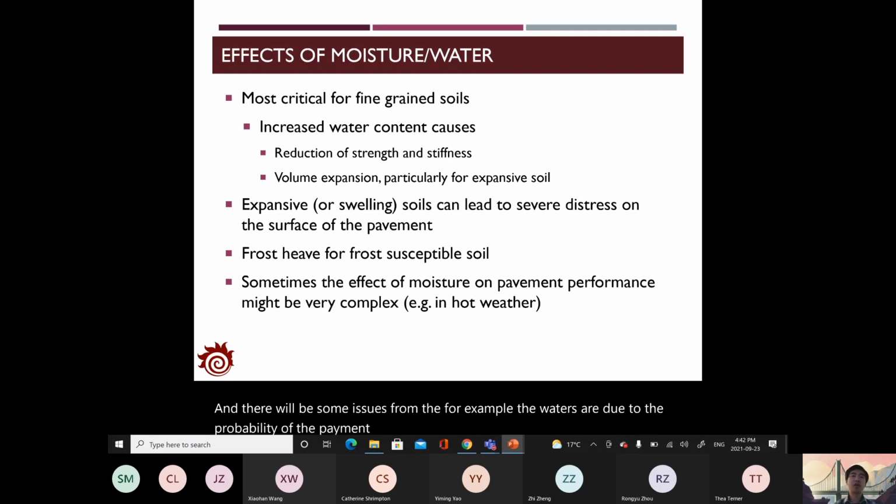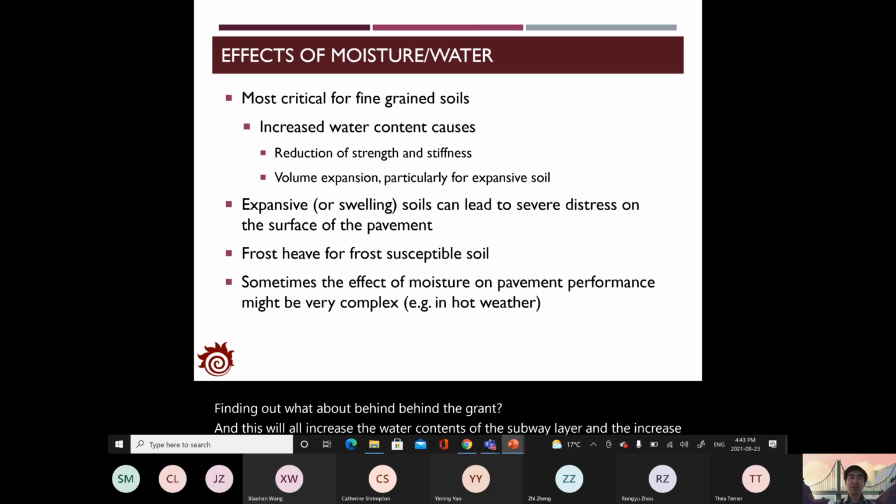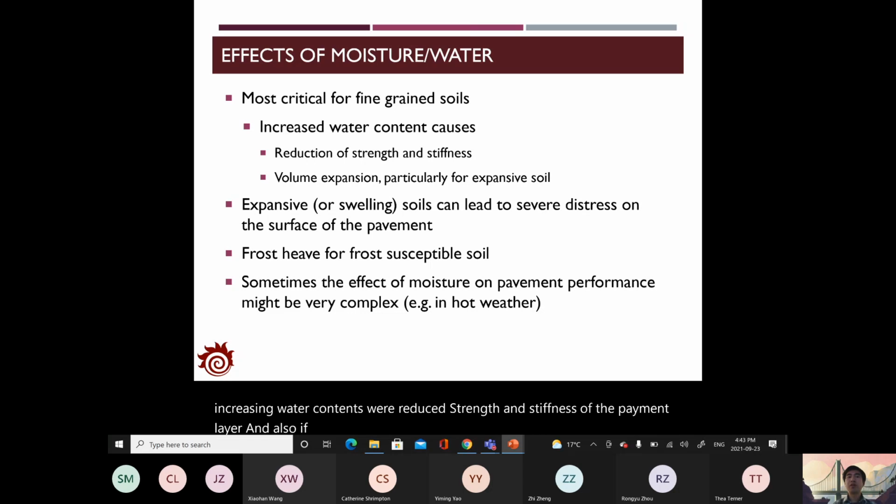The water will fall to the subgrade layer. There will be some capillary effect of the water from the water bed behind the ground, and this will also increase the water content of the subgrade layer. The increasing water content will reduce the strength and the stiffness of the pavement layer. And also, if the water content increases, you will observe the expansion, the swelling, of the soil.